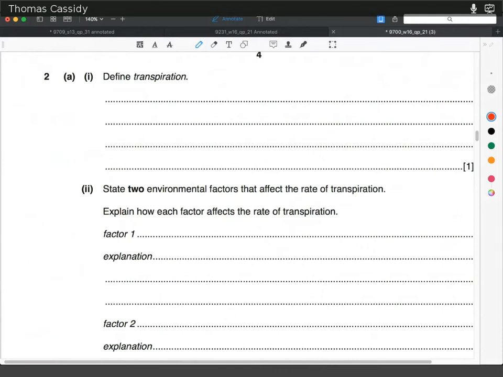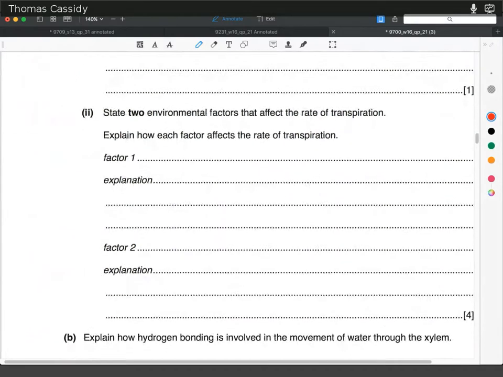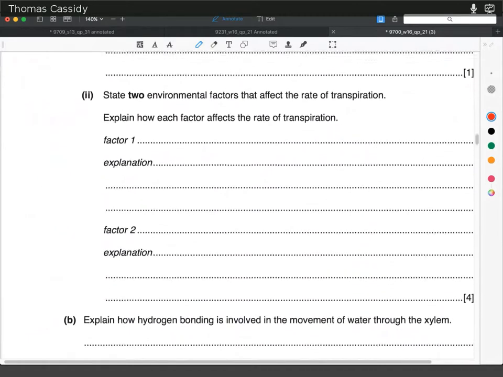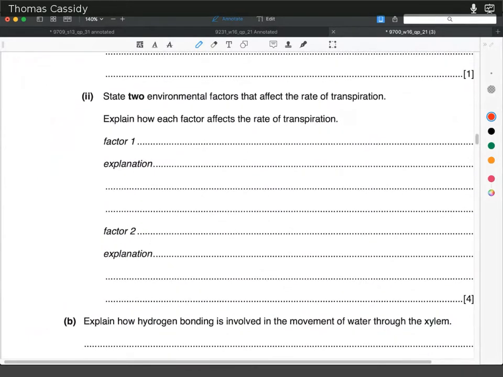So part 2, we go on to talk about some environmental factors that affect the rate of transpiration. It's asking you to give 2 factors, so that's 2 marks. If you can just name 2 of them, it doesn't matter if you don't know anything about them, that's 2 marks easy. And then a brief explanation as to how that factor has an effect.